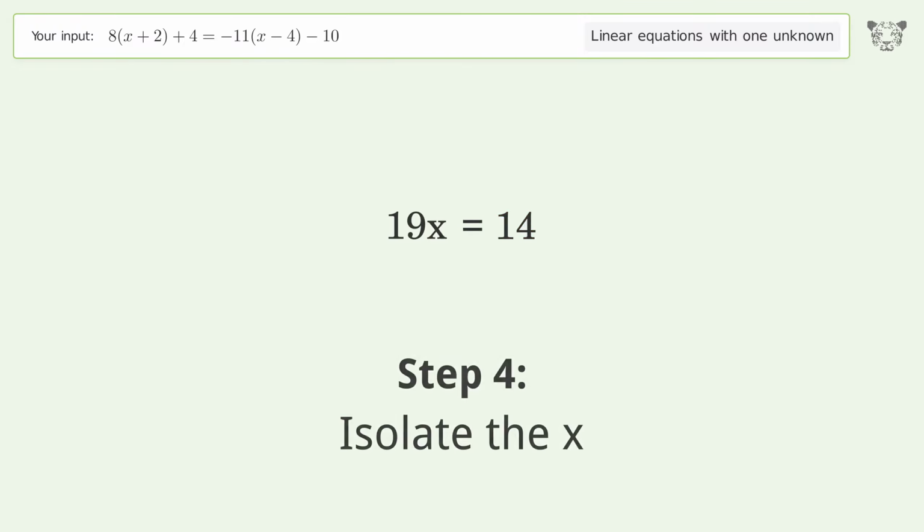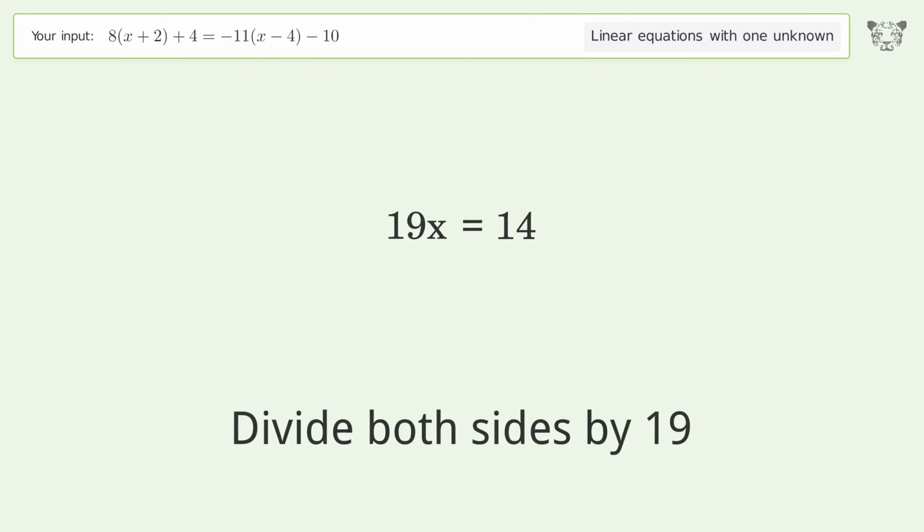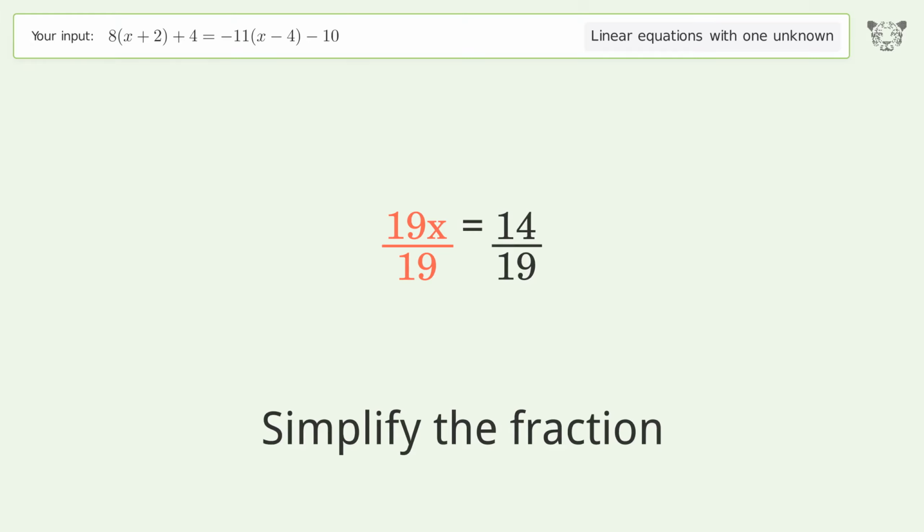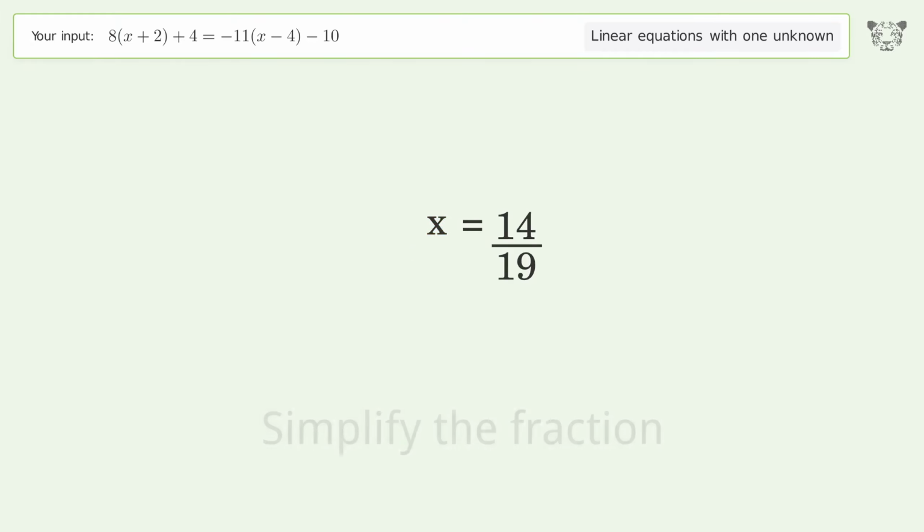Isolate the x. Divide both sides by 19. Simplify the fraction. And so the final result is x equals 14 over 19.